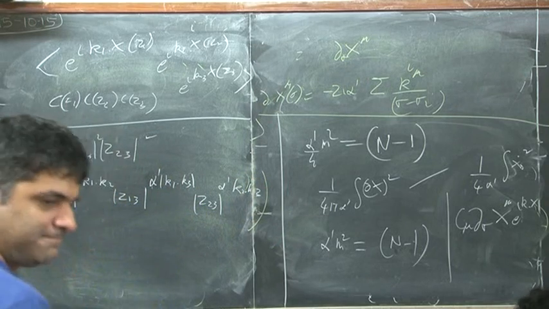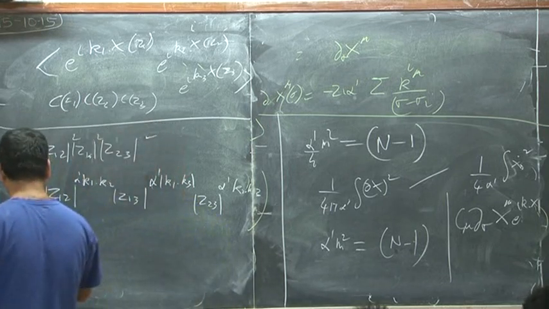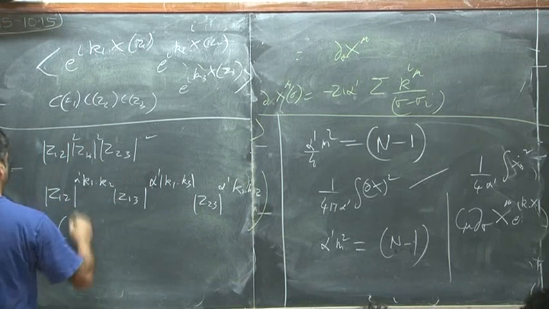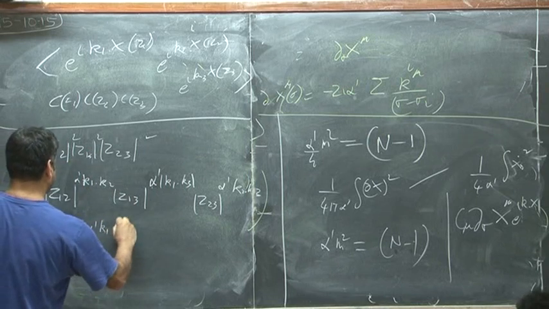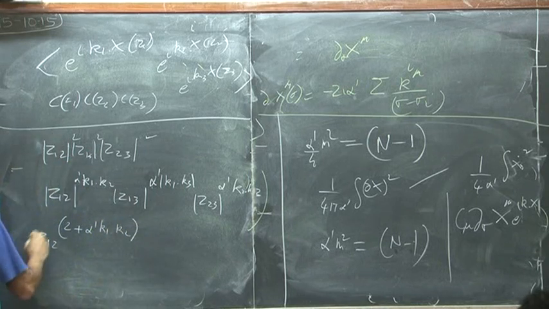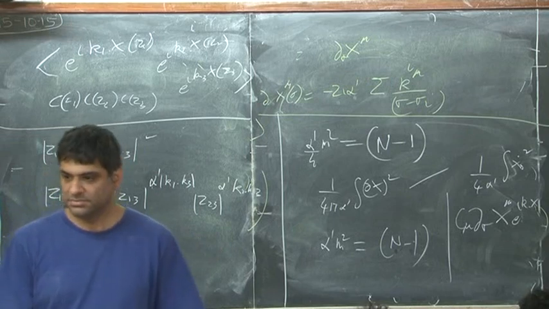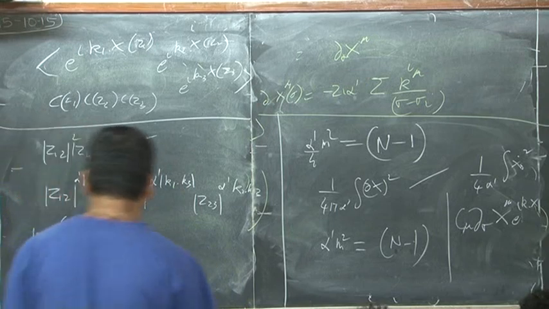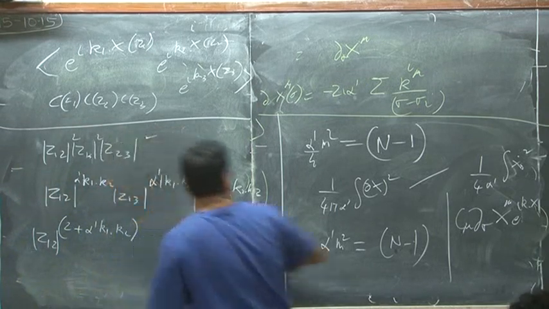Is this clear? Okay, so the final result is Z12 into 2 plus alpha prime K1 dot K2, and 3 such factors. Now, how is it that this doesn't depend on Z12? Looks like it depends on Z1, Z2, Z3. Actually, it doesn't. It doesn't because K1 dot K2 is not something arbitrary but something real.